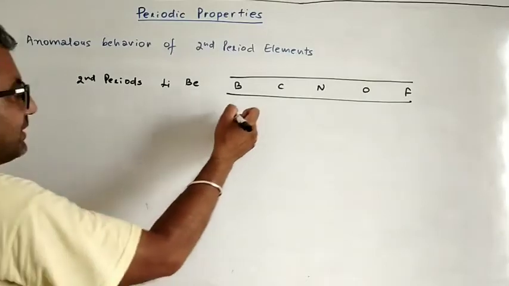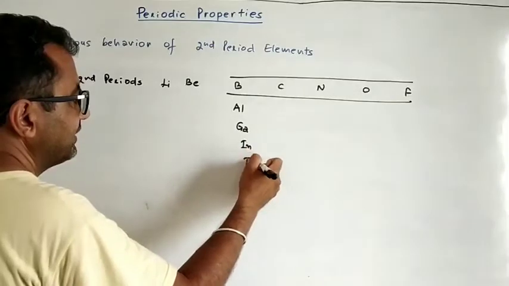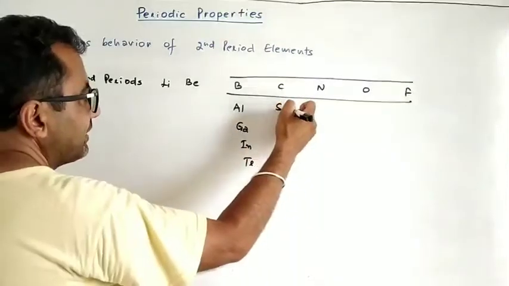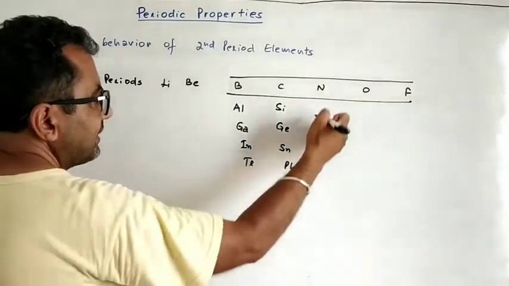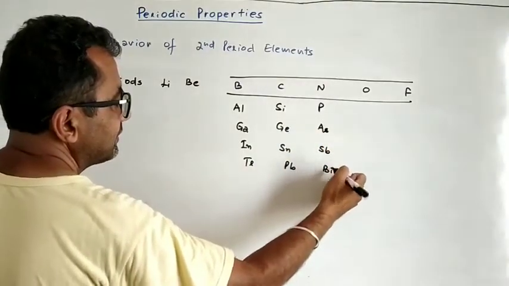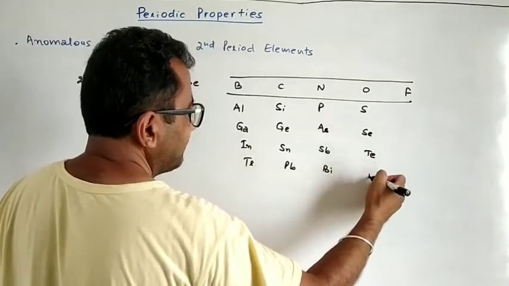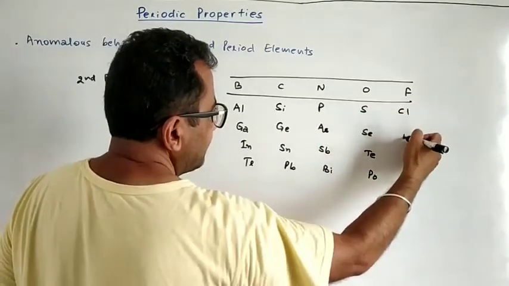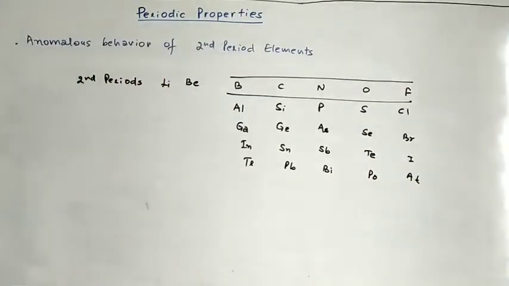Like in boron, we have aluminium, gallium, indium, and thallium. Carbon, we have silicon, germanium, tin, and lead. Nitrogen, we have phosphorus, arsenic, antimony, and bismuth. Oxygen, we have sulfur, selenium, tellurium, and polonium. And chlorine, bromine, iodine, and astatine. First we will see how the properties are different, how they behave differently, then we will find the reason.